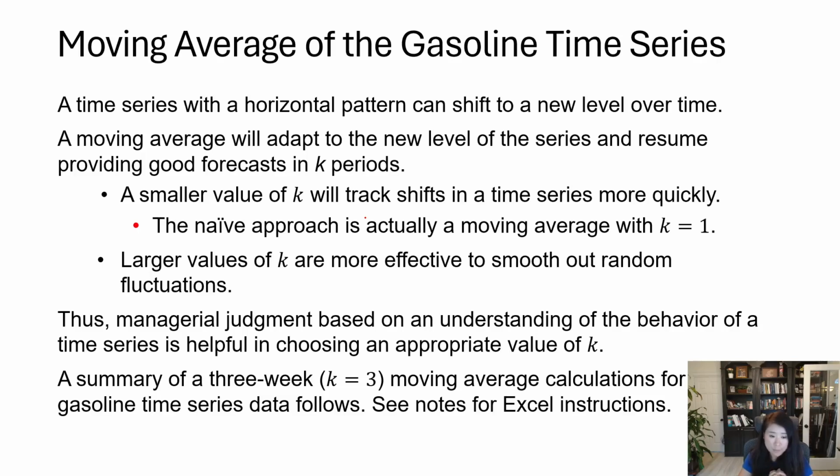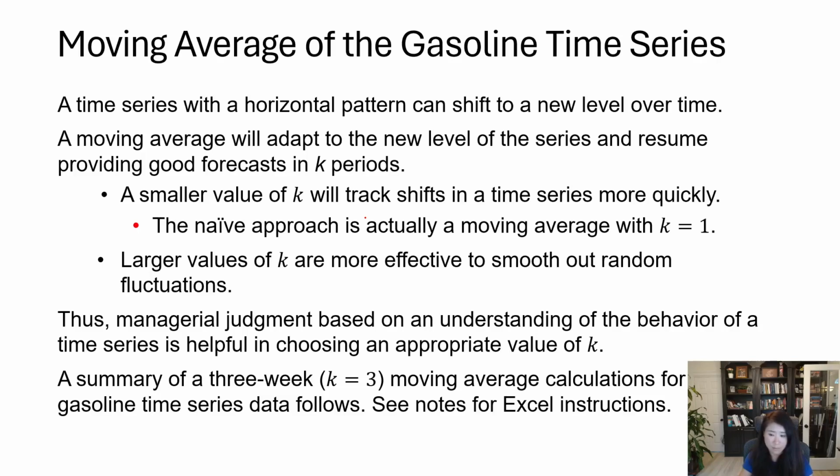Okay, the rule of thumb you need to remember is that a smaller value of K will track shifts in the time series more quickly. So think about our naive approach. Basically it is a moving average, right? But since you only have 1 period, the average is itself. And larger values of K are more effective at smoothing out random fluctuation. So you have to try a few K values when you deal with real world problems to see which one gives you a better forecasting result.